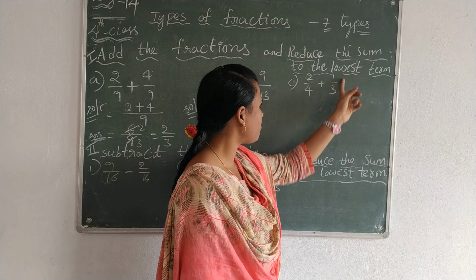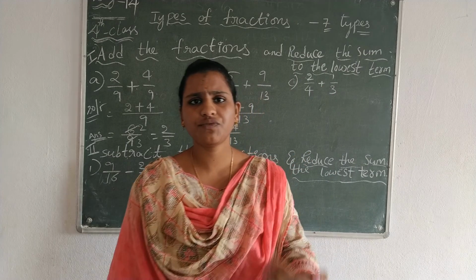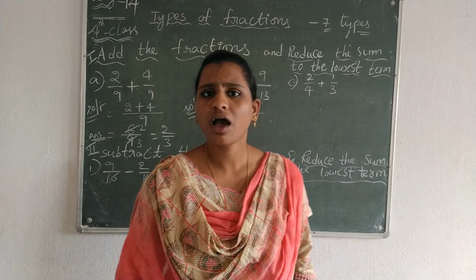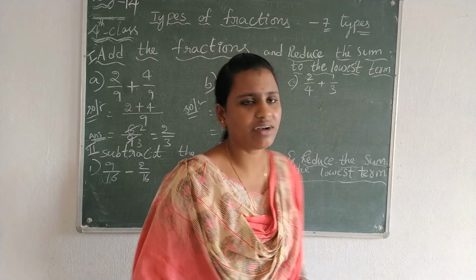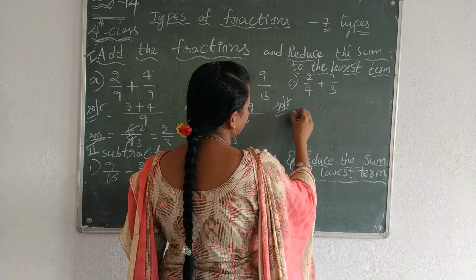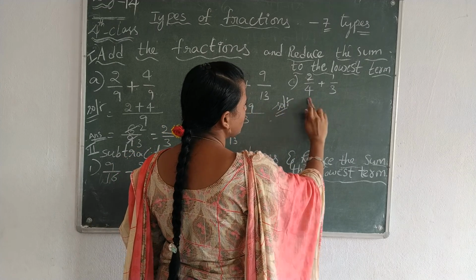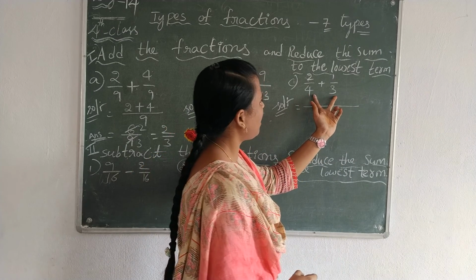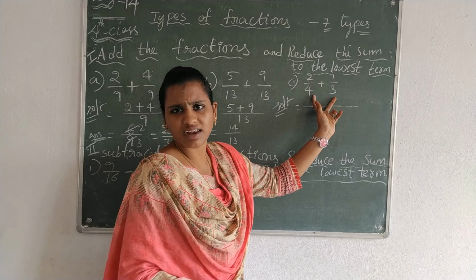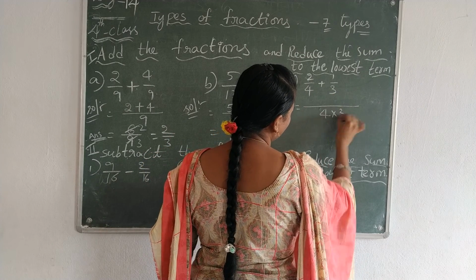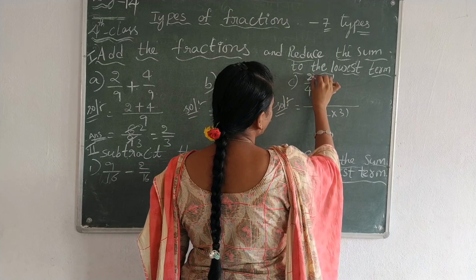2 by 4, 1 by 3. Here you see different denominators and different numerators. In this type of case, how to solve? I will tell you an easy way. First, let's multiply both denominators, 4 into 3.